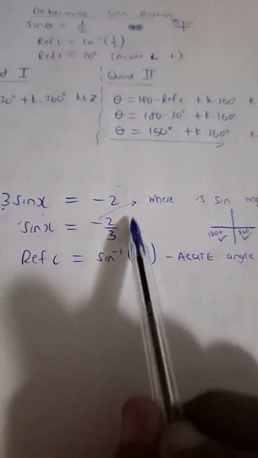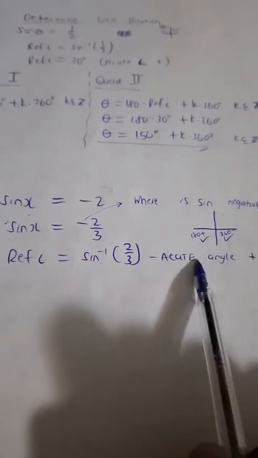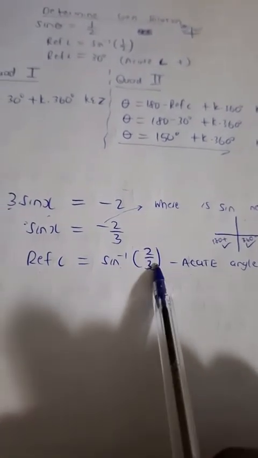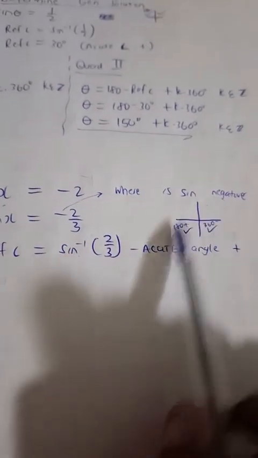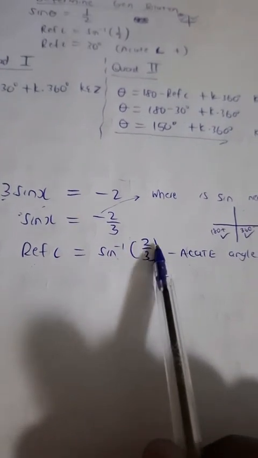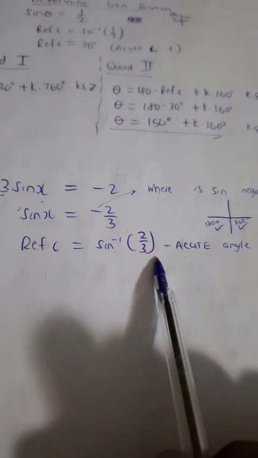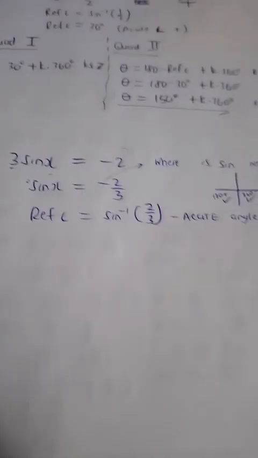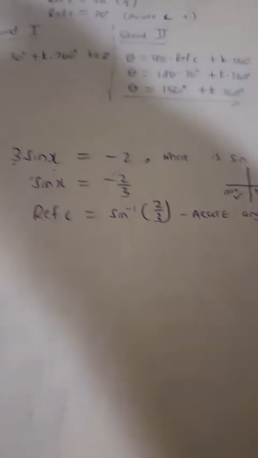So therefore, what we do is we say the sine inverse of 2 over 3, not negative 2 over 3 but positive 2 over 3, because we've already accommodated the negative sign by asking where is sine negative. So that then allows us to write the inverse of sine 2 over 3. Are you with me? Or arc sine 2 over 3. Then I utilize my calculator.